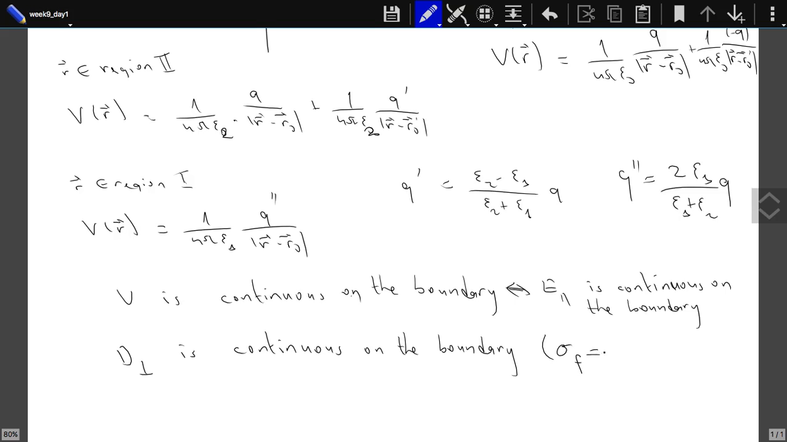Since there are no free charges. If there are some free charges, the component of D perpendicular to the surface need not be continuous. But since there are no free charges in this problem, it is continuous. So these two conditions allow us to determine what Q prime and Q double prime are.